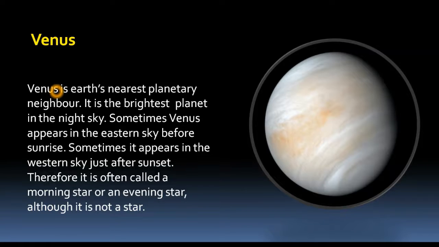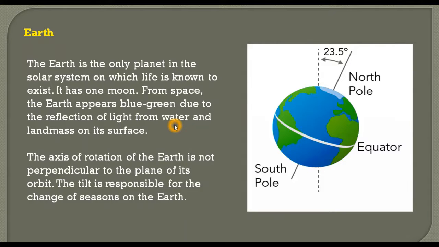Now comes the next planet, that is the most important planet, our planet Earth. It is the third planet from the Sun, and two planets lie between Sun and Earth, that's Mercury and Venus, which we discussed. Earth is spherical in shape, and when viewed from outer space, it appears to be blue and like a green ball due to the reflection of sunlight from water and land that's present on the Earth's surface. So, the Earth is the only planet in the solar system on which life is known to exist.